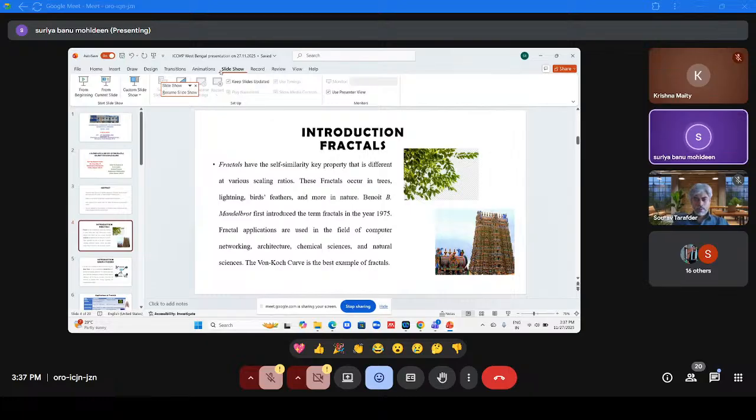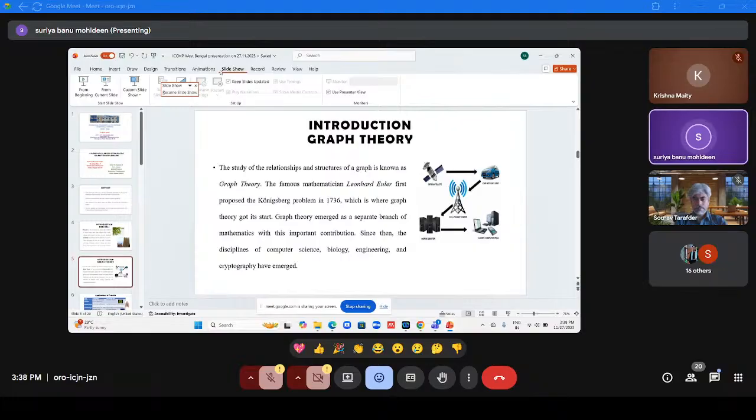Introduction about fractals. Fractals have the key property of self-similarity at various scaling ratios. These fractals occur in nature in trees, lightning, birds, feathers, and more. This was invented by Benoit B. Mandelbrot in the year 1975. Fractal applications are used in the fields of computer networking, architecture, chemical sciences, and natural sciences. The Van Koch curve is the best example of fractals. We can see the tree and the temple design.